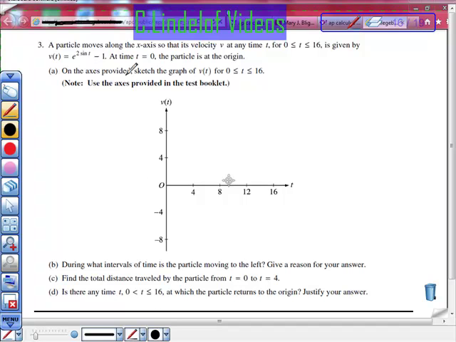So what I'm going to do is some stuff here. I'm going to need this later, so I'm going to remind myself of that later. And then I'm going to start moving on to this. On the x-axis provided, sketch the graph.